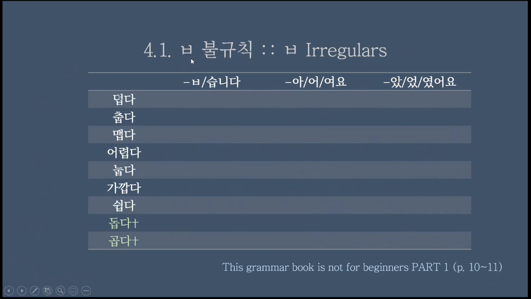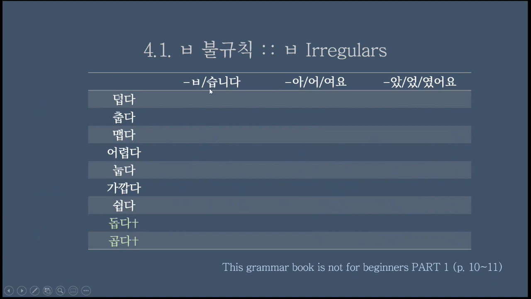The fourth category, 비읍 irregulars. 비읍 irregulars. Okay. In these verbs or adjectives, the stems end with 비읍 as 받침. Okay. I make these two different colors, isn't it? Why? Because they're a little bit different. However, let's start with the easy one.